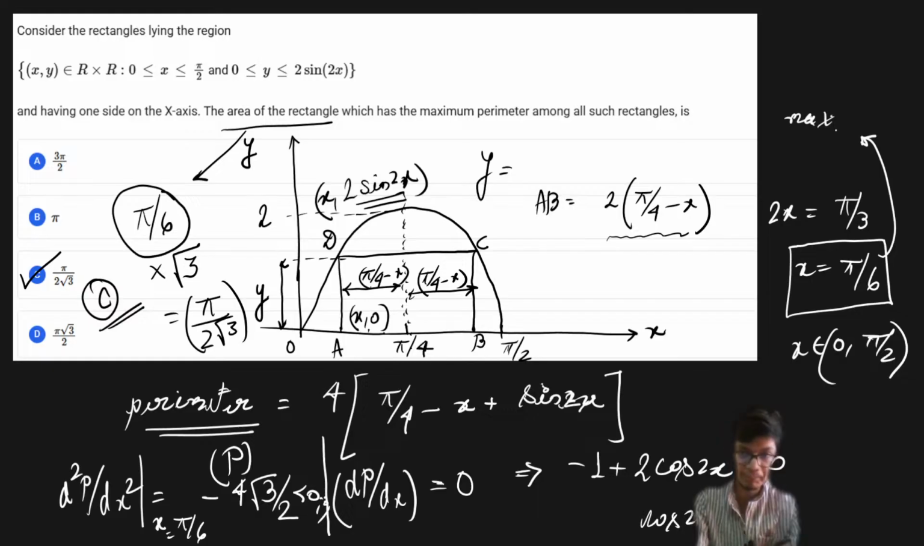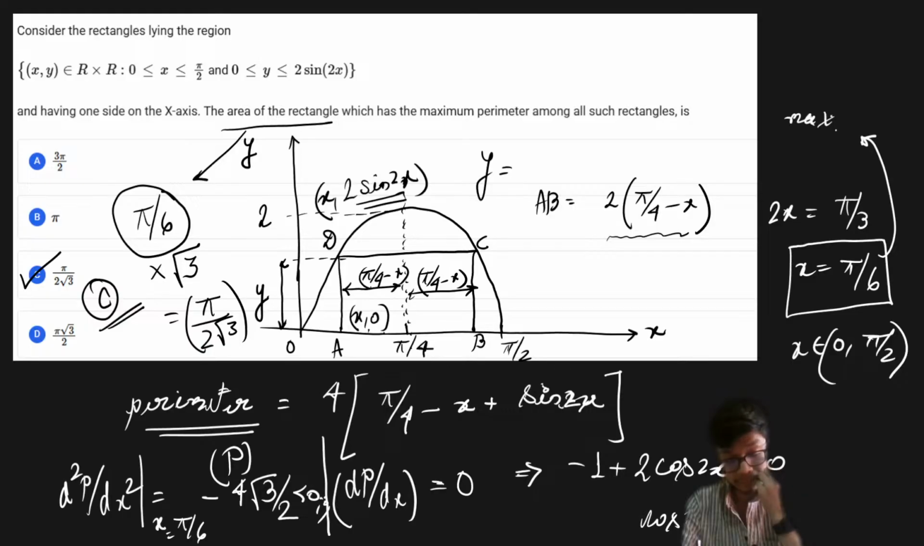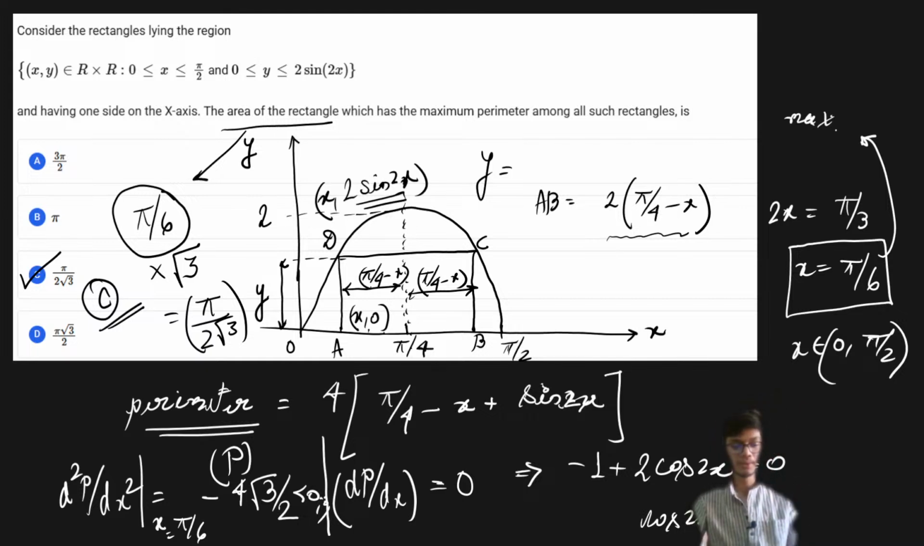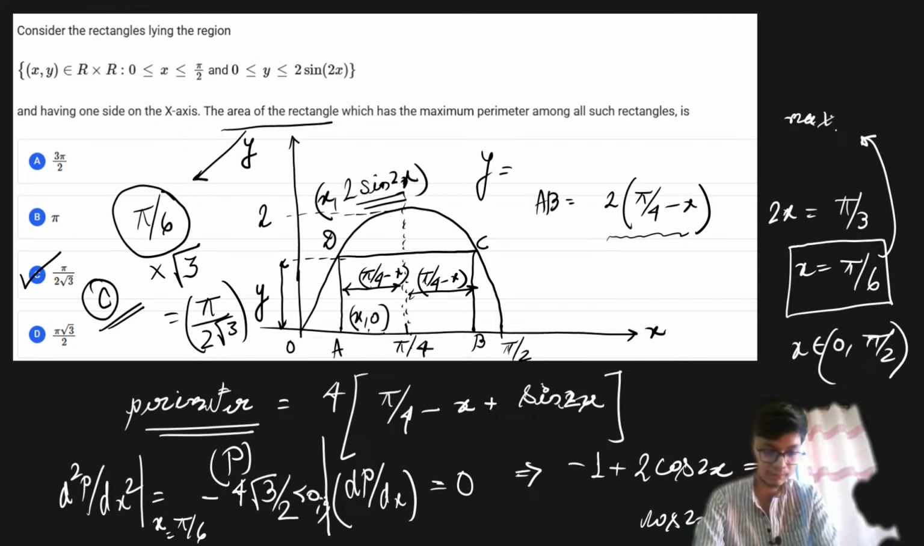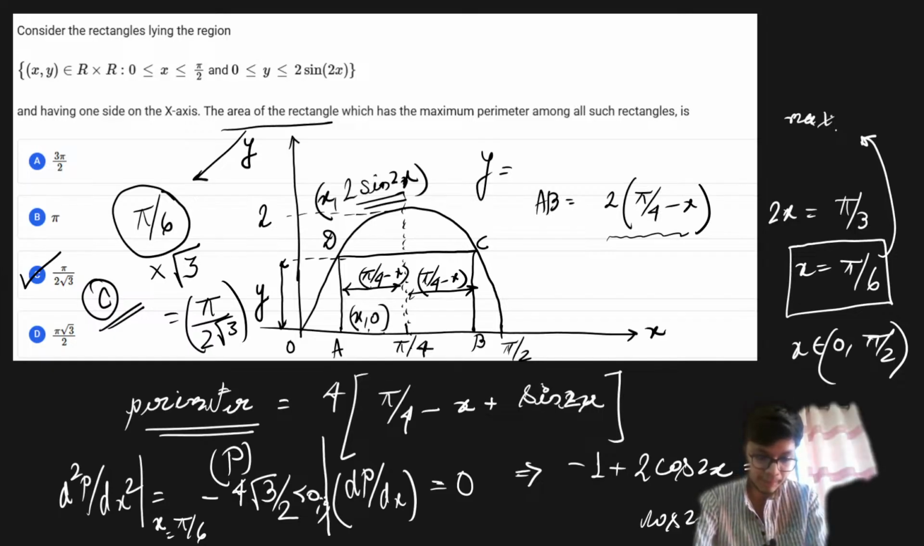Is this clear, just one? Are you getting the answer of option number C? Is this part clear to all of you? Okay, very good, just one. Very good, wonderful. Shall we proceed to the next problem? If you have any question, please put that up, okay?